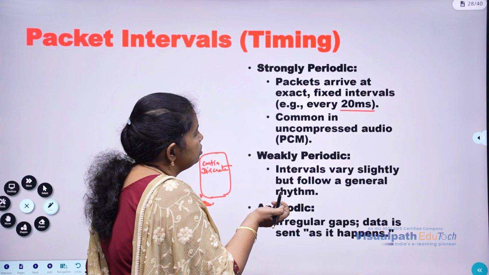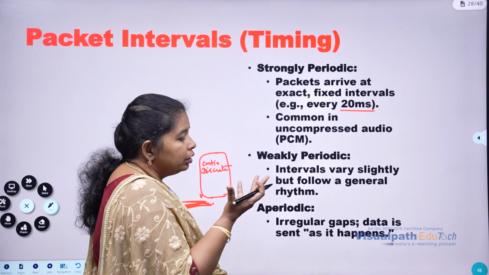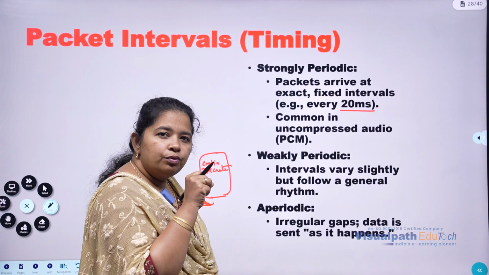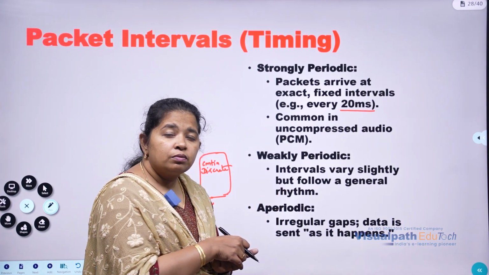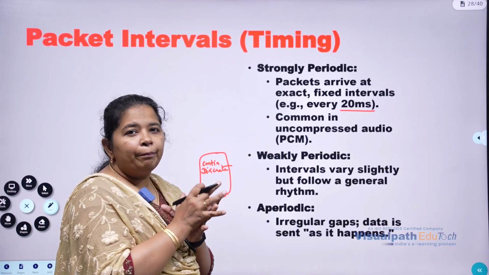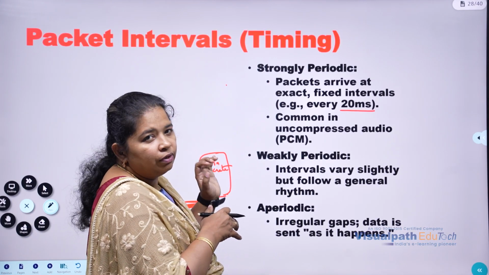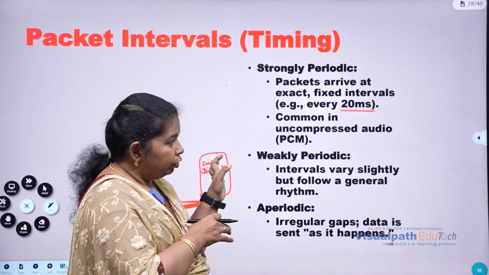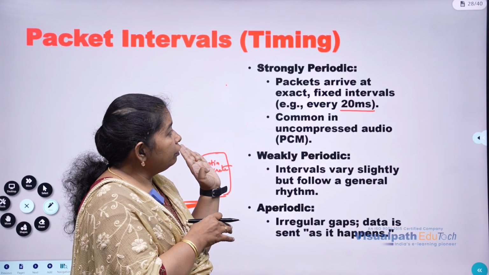Common in uncompressed audio PCM. When you are compressing, what do you mean by the word compress? Compress is nothing but when the size of the file is more, just compress it to reduce the size. How will they compress it? Just by eliminating the unwanted spaces, and they will make the file more compatible. So this is the thing. Strongly periodic means the time intervals will be fixed. Within that interval time, that packet should be reached. If not, it will show an error. So each packet has a time limit of 20 milliseconds.